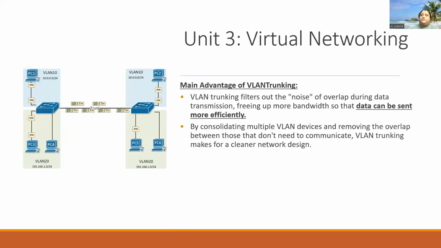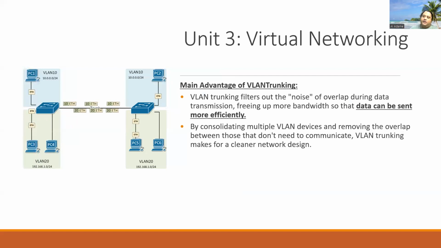Again, it's still here. So what are the main advantages of VLAN trunking? VLAN trunking filters out the "noise" of overlapping data during transmission, freeing up more bandwidth so that data can be sent more efficiently. The whole point is to be efficient. That's what it means by filter. And what it means by noise is, if it's sending things to 10 and something for 20 comes in, it puts the 20 on pause for a moment. So it sends whatever's 10 first because it comes first, then 20.